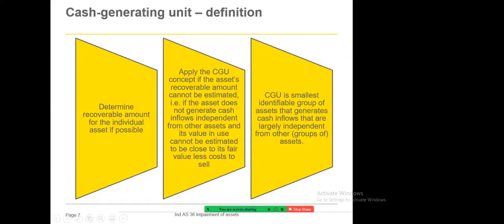Now let's see how we need to work around the CGUs. For a CGU, we first need to determine the recoverable amount for the individual asset if possible. If it is possible, then yes, we will calculate the recoverable amount for that specific asset. However, if it is not possible to assess the recoverable amount for one individual asset, then we need to apply the CGU concept. That means, first of all, we need to try and calculate the recoverable amount for one individual asset.